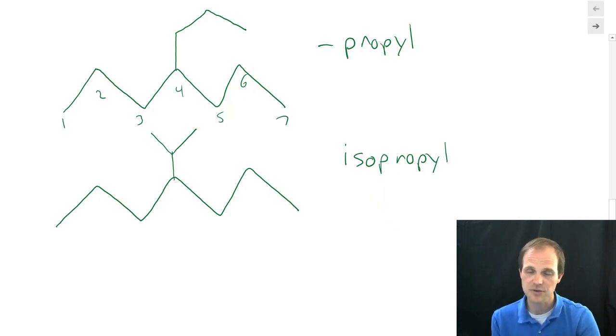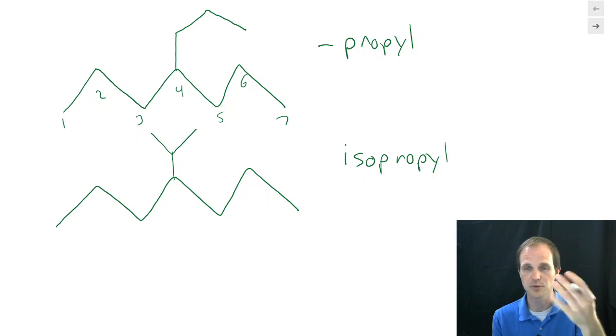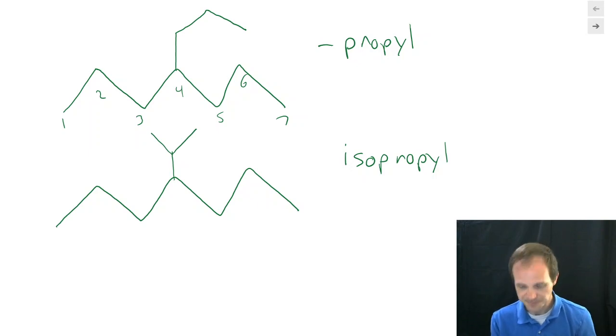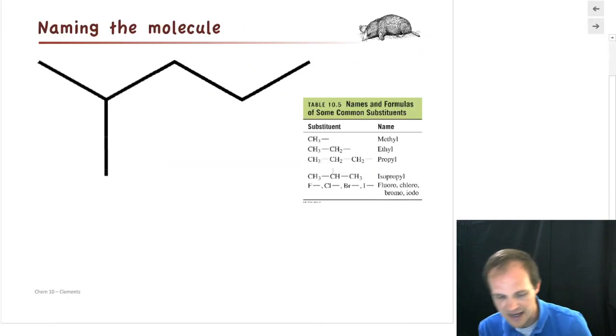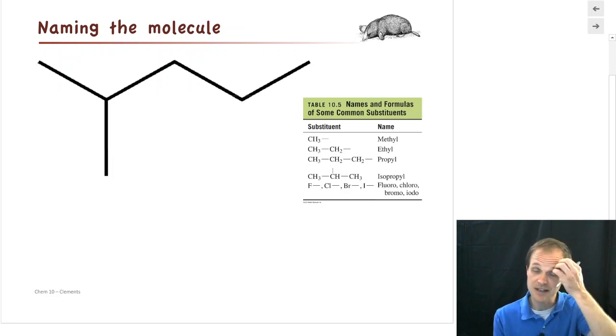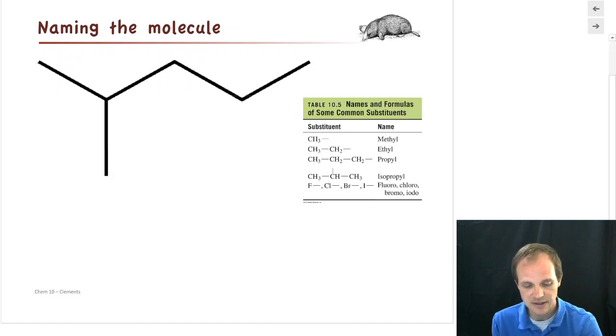So those are the 3 substituents that we need to know in terms of hydrocarbons. We need to know methyl group, ethyl group, propyl group, and isopropyl group. There are butyl groups and other things like that, but we're not going to go that far in this class. So let's name some molecules that have these substituents in them. And so how do we name these molecules? Well, the first thing we always need to do is we need to find our backbone.